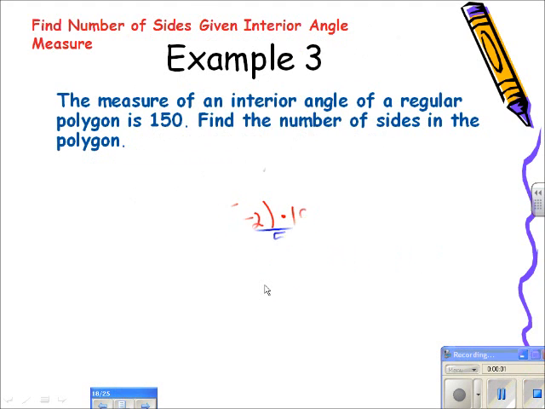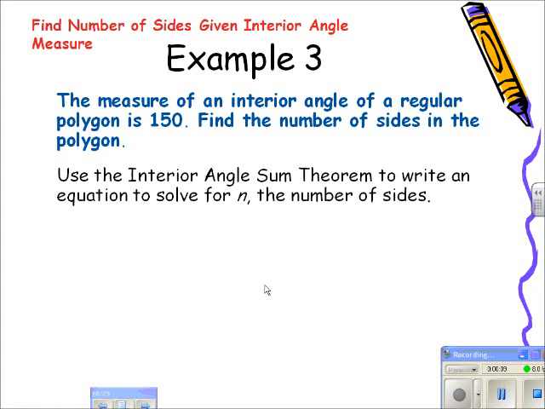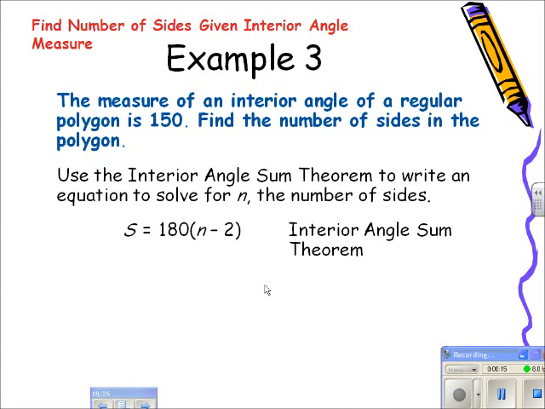Great. The measure of an interior angle of a regular polygon is 150 degrees. Find the number of sides in the polygon. Well, I can use that same formula for the interior angle sum theorem to find the number of sides. So if I know every angle is 150 degrees, then I could figure out the sum of those angles by taking 150 times the number of angles. So n represents the number of sides as well as the number of angles, because those are always equal to each other. And that would equal 180 times n minus 2.